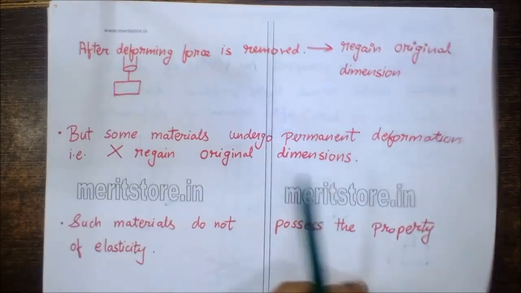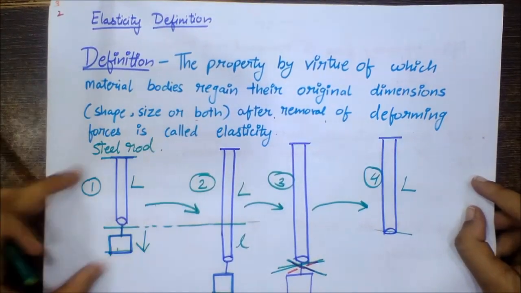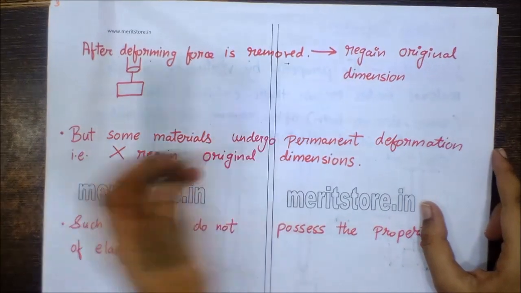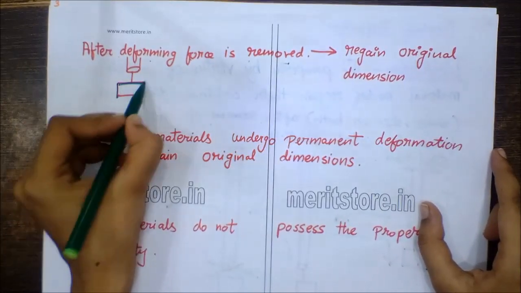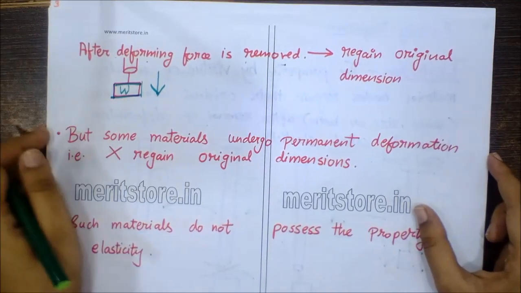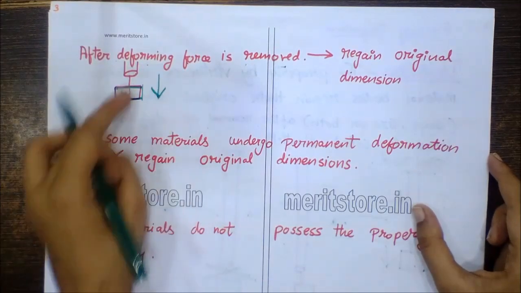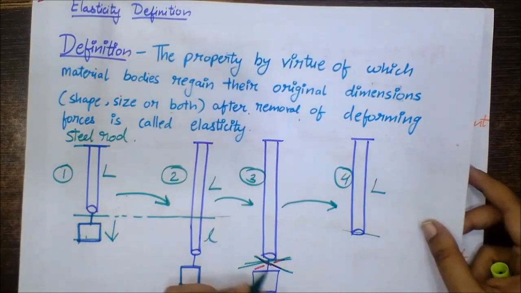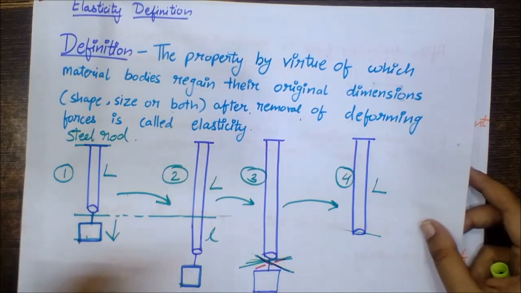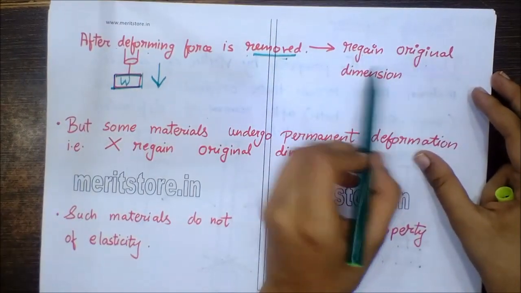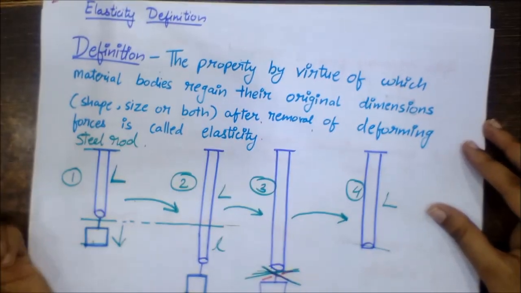From this diagram and the definition of elasticity, what did we learn? After the deforming force is removed. What was the deforming force in the diagram? It was this weight W which was leading to the increase of the length. In the third step you saw the deforming force was removed. After the deforming force is removed, the substance regains its original dimensions. What was the original dimension? The capital L.